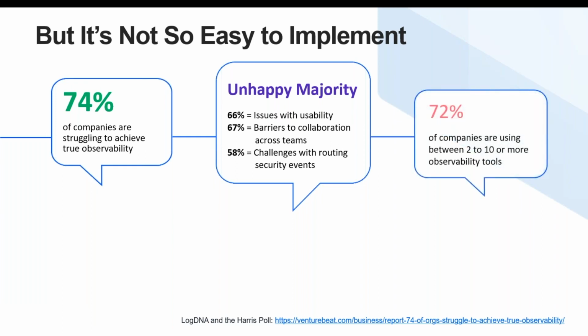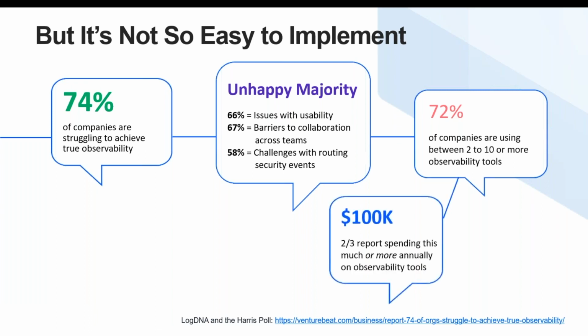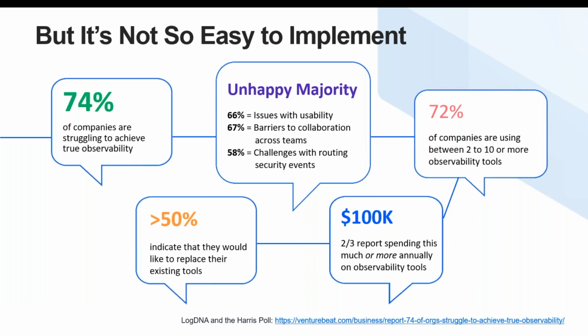Another thing that's reported from this is that they're using a lot of tools, the tool sprawl that we hear about. 72% of these companies are using 2 to 10 or more observability tools, and there are other studies that tend to show the average being between 10 and 15. The problem with using so many tools, obviously, one of them is the cost. So two-thirds of the organizations in the study said they're spending $100K or more annually on these tools, and the saddest part of all, I think, is that more than half of them indicate that they're not happy with those exact tools. So this, again, I think we're showing the challenge.